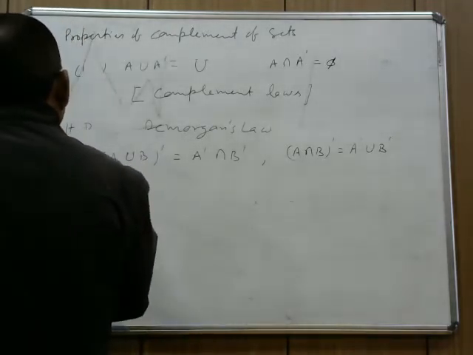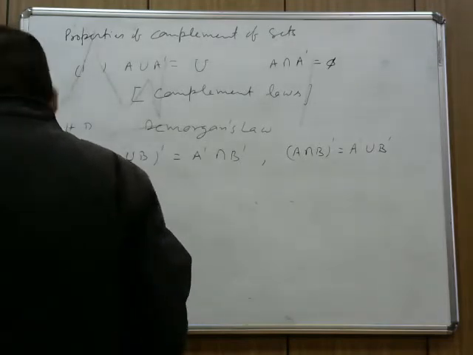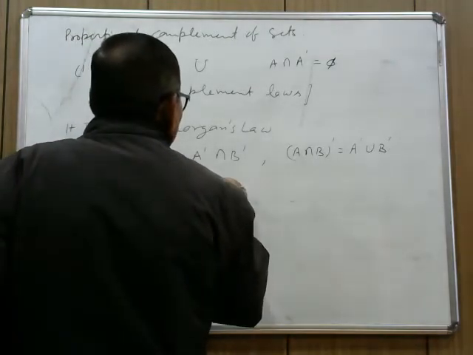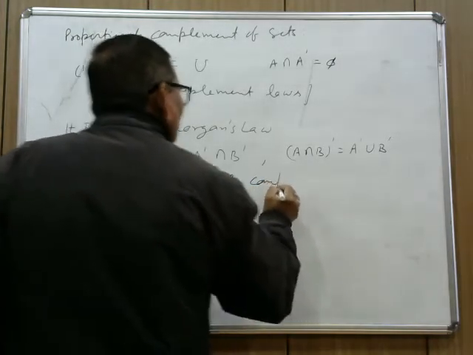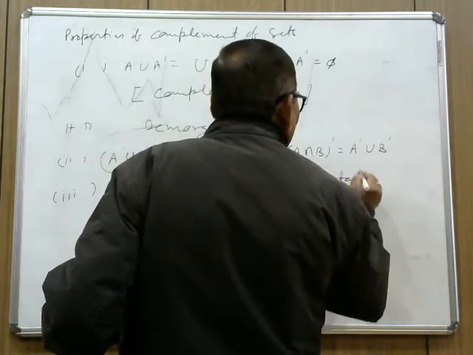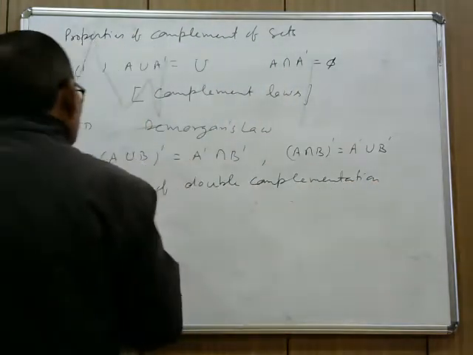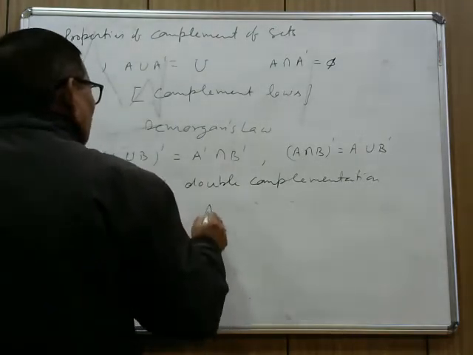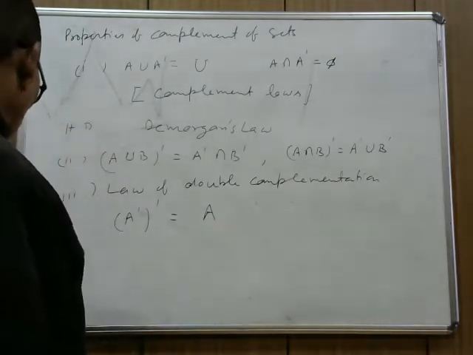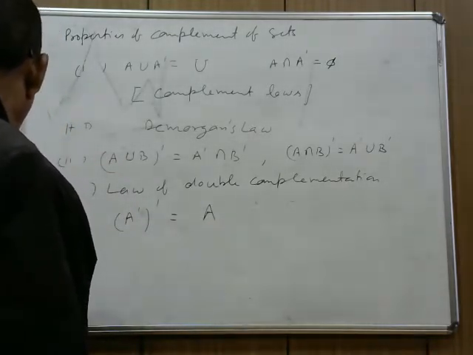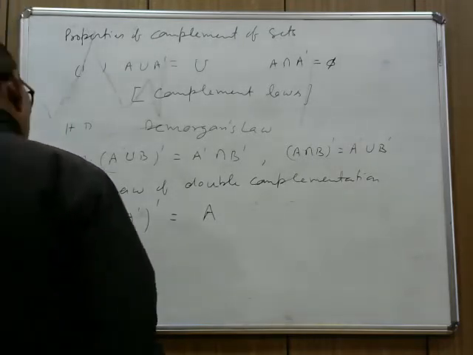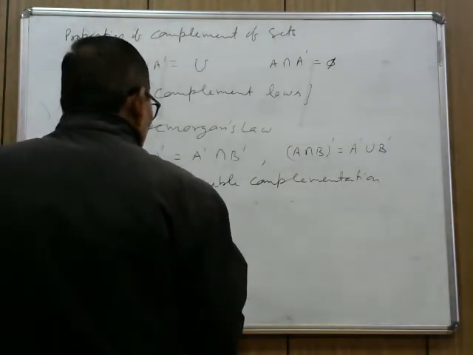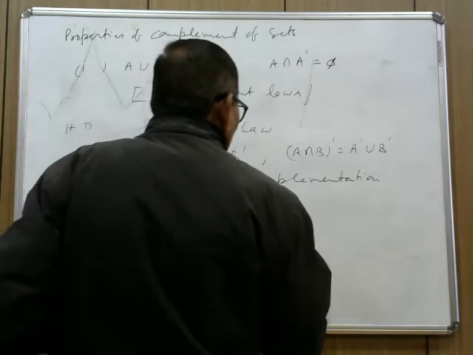Now third is double complementation. This is known as the law of double complementation. Suppose you are taking complement 2 times, so that will give the same set A. That is called the double complementation law. And now, last is the laws of empty set and universal set.